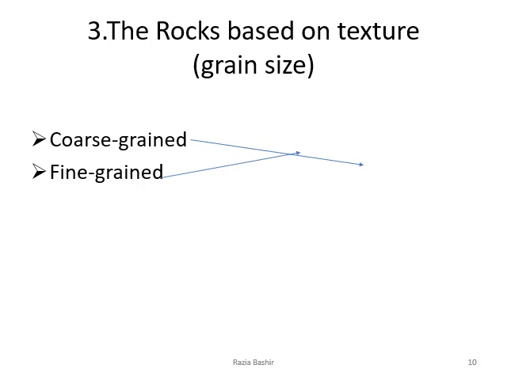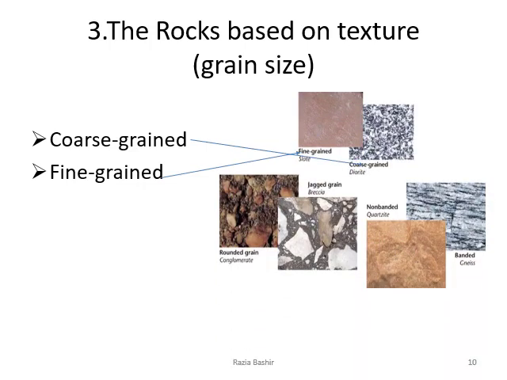Often the grains in a rock are large and easy to observe. Such rocks are said to be coarse-grained rocks. In other rocks, the grains are so small that they can only be seen with a microscope. These are known as fine-grained rocks. Here you can see slate is an example of a fine-grained rock, whereas diorite is an example of a coarse-grained rock. You can notice the difference in texture between the fine-grained slate and the coarse-grained diorite.